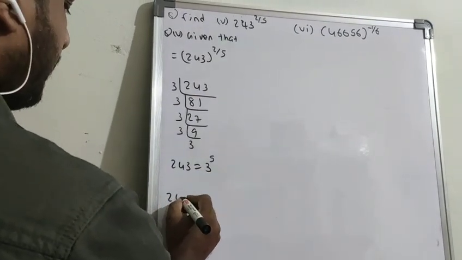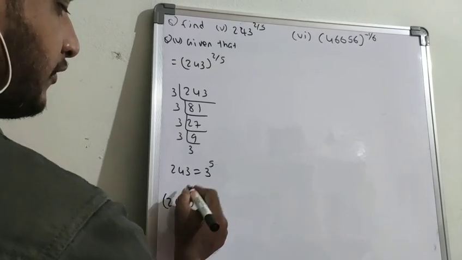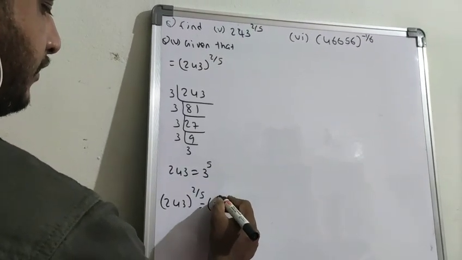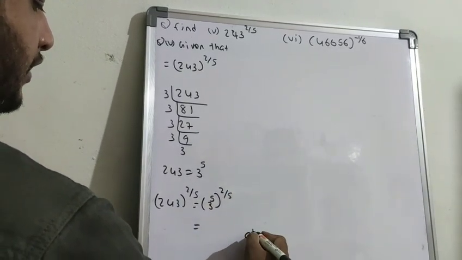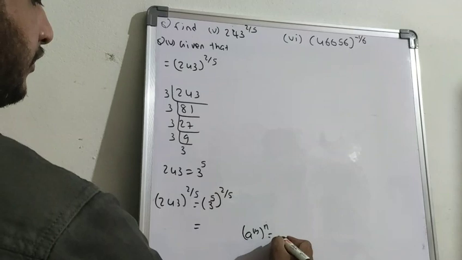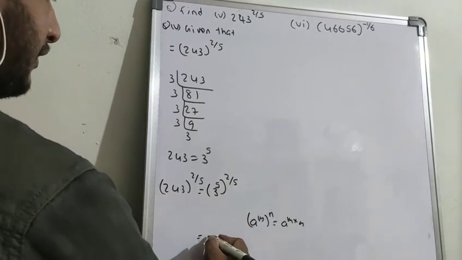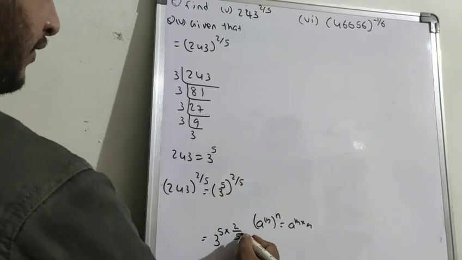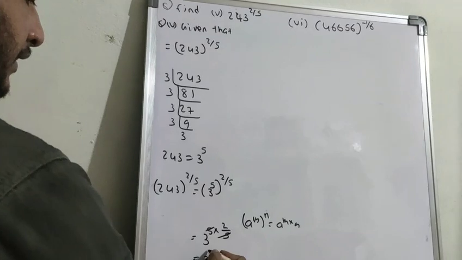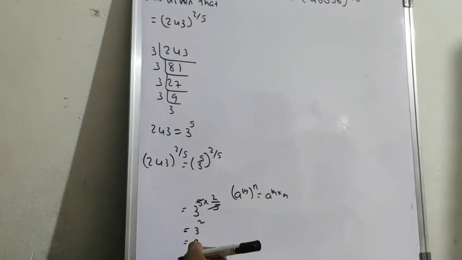And 243 we can write as 3 to the power of 5. So 243 whole to the power of 2 by 5 we can write as, in the place of 243, substitute 3 power 5 whole power 2 by 5. And this is in the form of a power m whole power n is equal to a to the power of m into n. So now apply this: 3 power 5 into 2 by 5. The 5 gets cancelled. 3 square value is 9. This is the way you have to do.